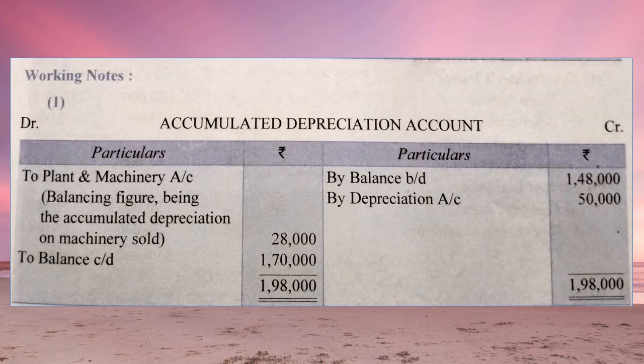Now look carefully, son, the accumulated depreciation account is very interesting, but if you do not pay any heed then it will be a big problem for you people. AD, provision for depreciation or accumulated depreciation account, they are the same, both are liabilities. And the opening balance of liabilities is written on the credit side. You can see by balance b/d rupees 1,48,000. To balance c/d, it is the closing balance 1,70,000. See, in the question depreciation for the current year 50,000 was given to you. If you noticed, the balancing figure will be the accumulated depreciation on machinery sold. I told you that we do not know the depreciation of the machine we sold, and now we have found out that it is 28,000.